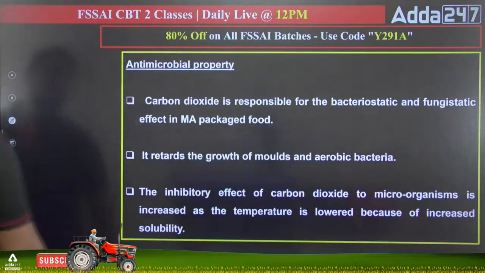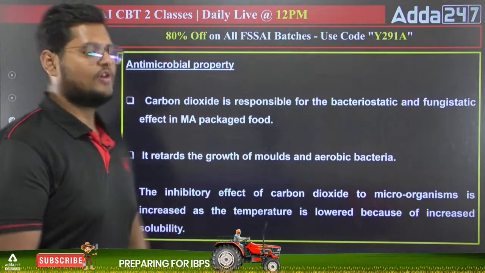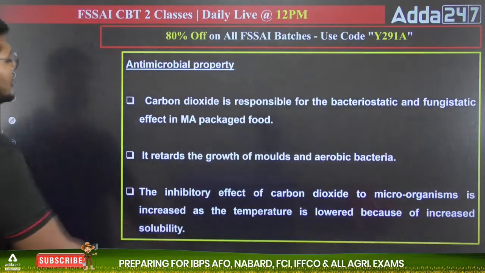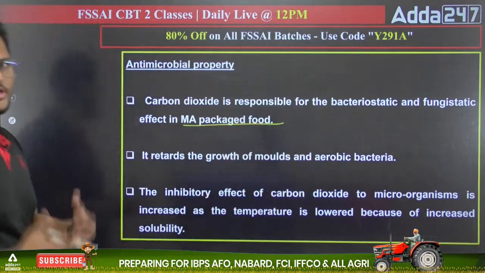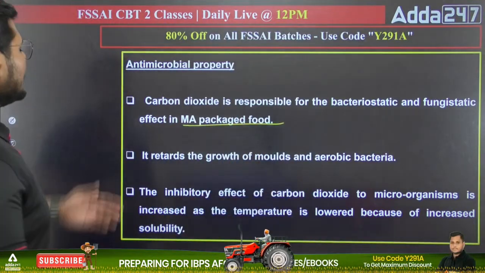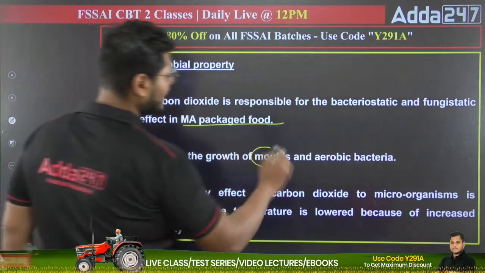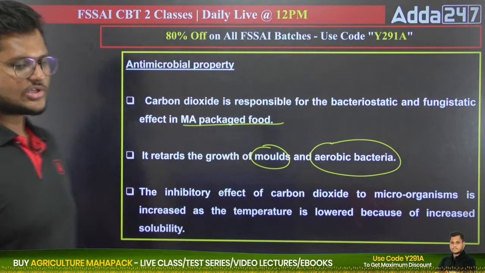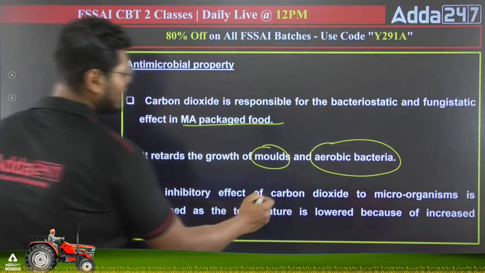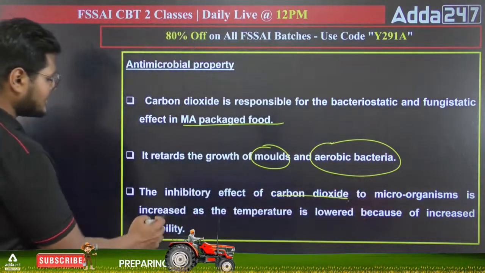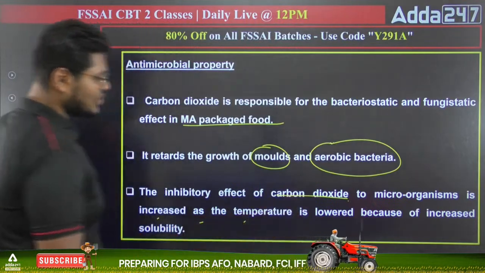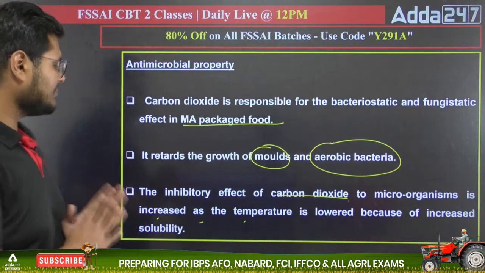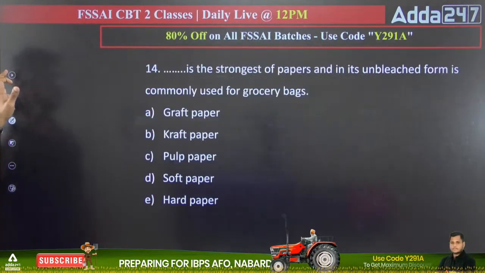Nitrogen. Okay. So, carbon dioxide is responsible for the bacteriostatic and fungistatic effect in most of the modified atmospheric packaged food. Okay, that is the MAP. It retards the growth of molds and aerobic bacteria. Yesterday in mock batch I had asked this question. The inhibitory effect of carbon dioxide to microorganisms is increased as the temperature is lowered. So, as the temperature is lowered, the inhibitory characteristic will be increased because of increased solubility.